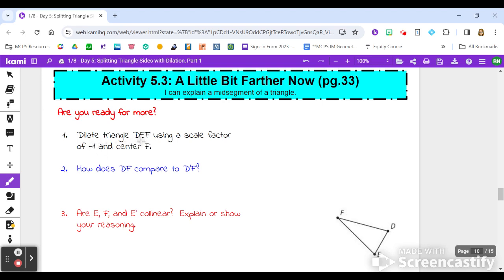So we're going to dilate triangle DEF using a scale factor of -1 and center at F. The first thing I'm going to do is come down here to F, and put a special color on F so that I remember that that's the center of my dilation. There are two different factors to this: we have a negative and we have the number 1. So this number 1, let's talk about this first. This number 1 means that the size of our shape is not going to change.